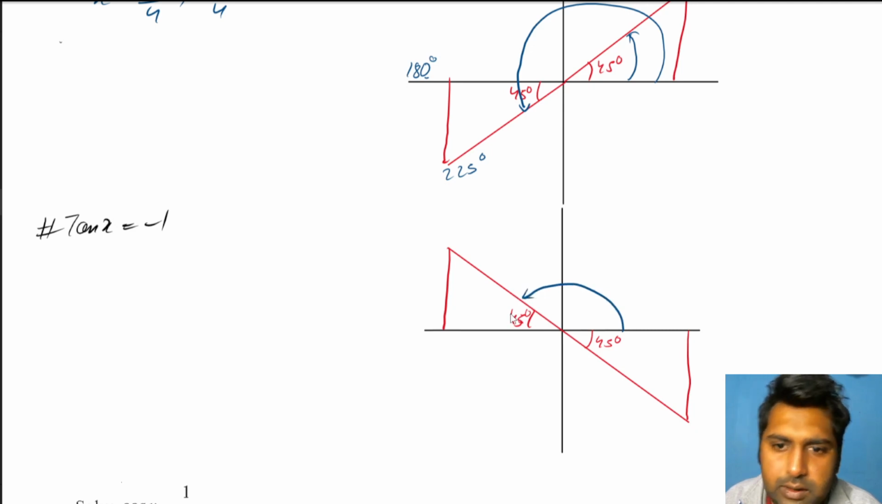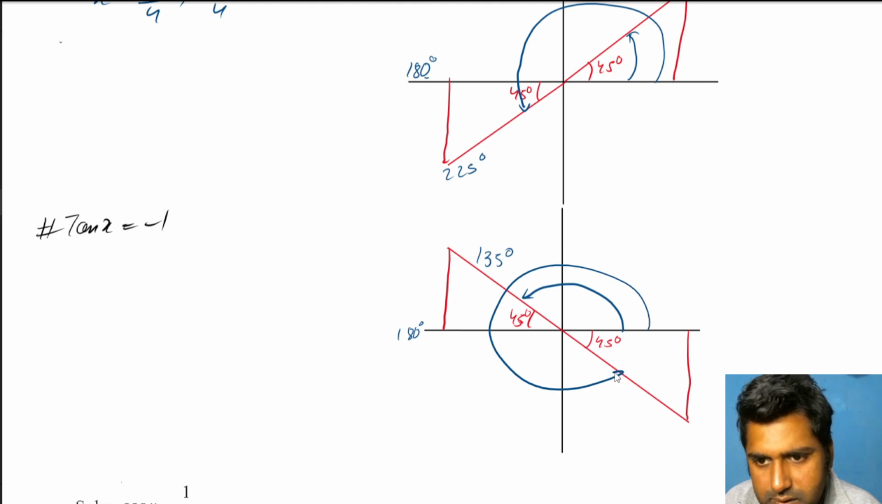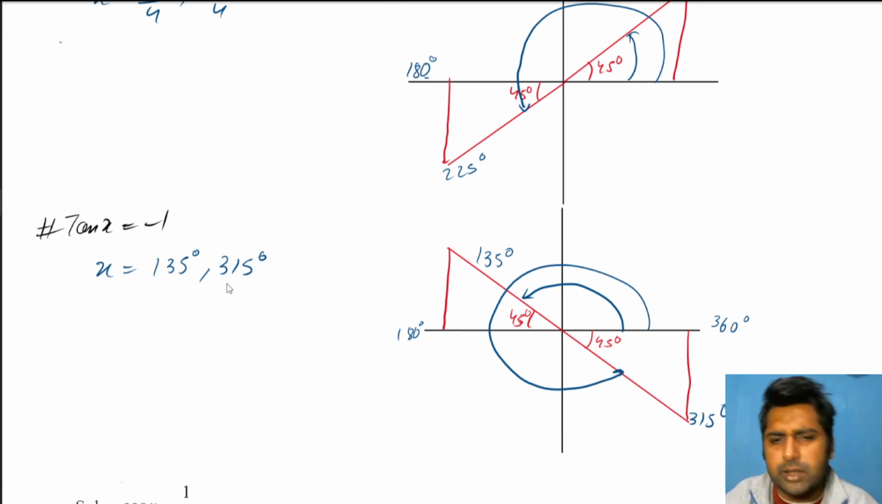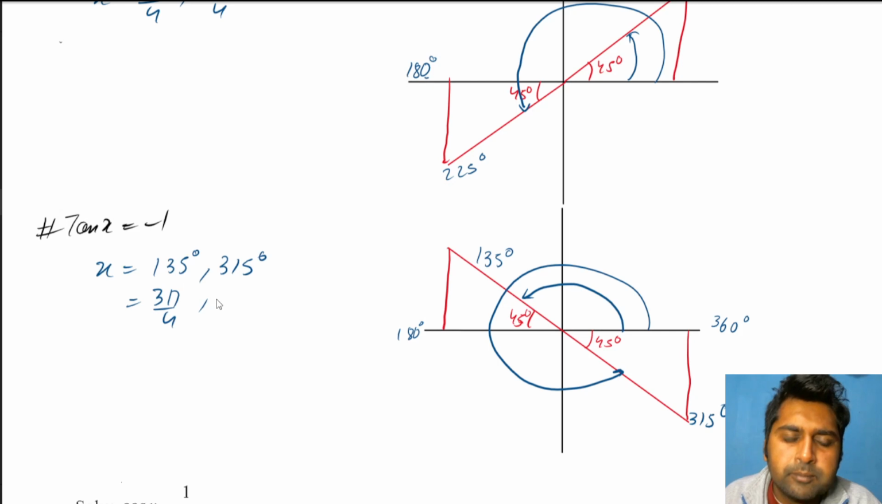How much will this be? This is 180 degree minus 45, so you will get 135 degree, and this one is less than 360 degree. 360 minus 45, you'll get 315 degree. So basically your x has two values, 135 degree and 315 degree. You can convert this into radians: 3 pi by 4 and 2 pi minus pi by 4, 7 pi by 4.